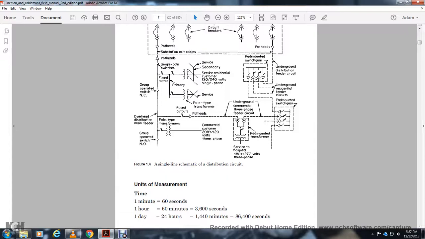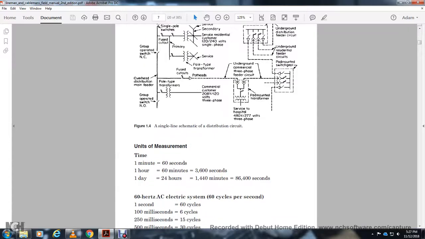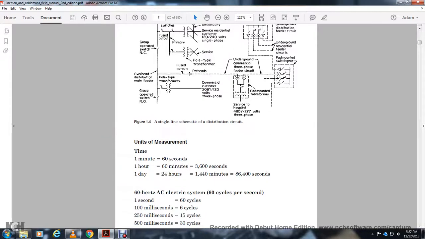All right, unit measurement. 1 minute is equal to 60 seconds, 1 hour is equal to 60 minutes, 3,600 seconds, 1 day is 24 hours, 1,440 minutes, 86,400 seconds. 60 hertz AC electrical system, 60 cycles per second. 1 second is equal to 60 cycles. 100 milliseconds is equal to 6 cycles, 250 milliseconds is equal to 15 cycles, 500 milliseconds, 30 cycles.